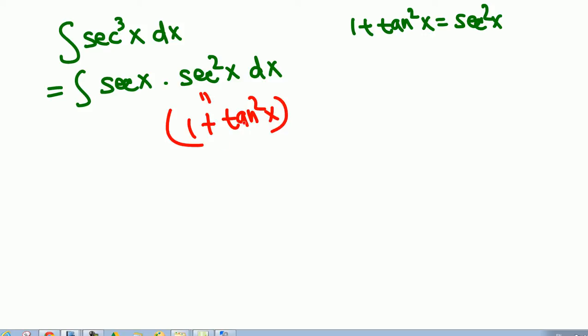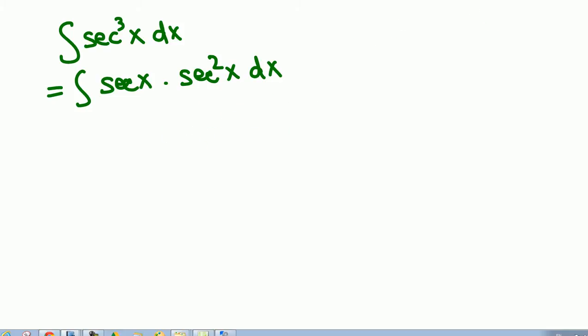If we assume tangent is u, then the derivative of tangent is secant squared. We would have to have secant squared, but it's not there. So even if we change secant squared to 1 plus tangent squared, the u substitution is not going to work. So this is not good.